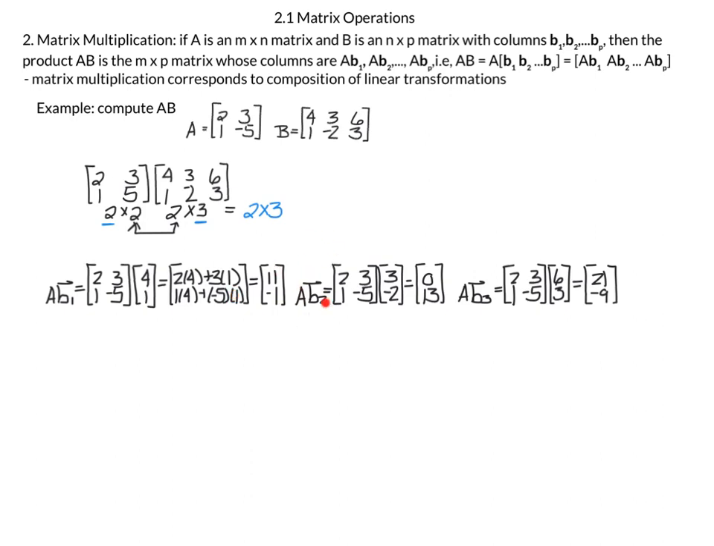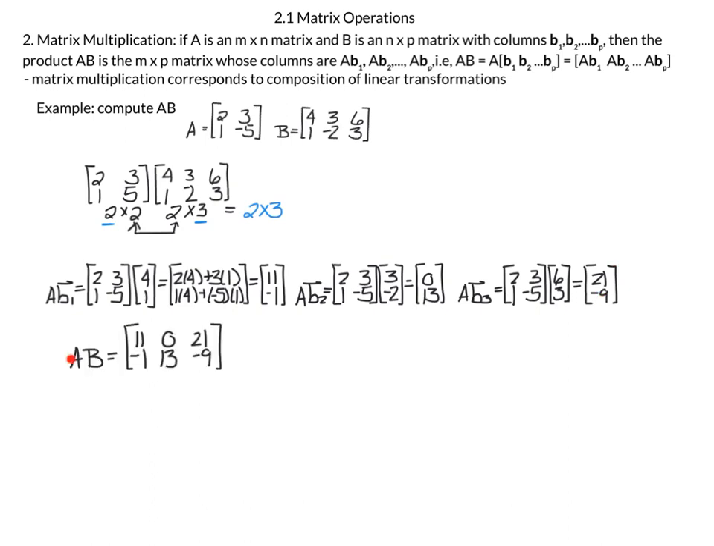Similarly, I do A b2, so here's my matrix A, my second column of B, which is 3, negative 2, and I'll get 0, 13. And then for A b3, I have my matrix A, and then my third column vector of B, which is 6, 3, will give me 21, negative 9.